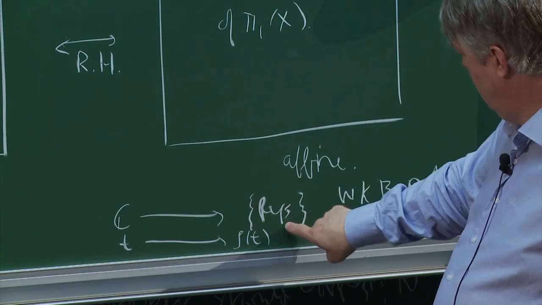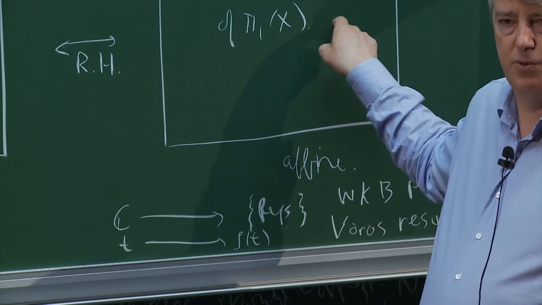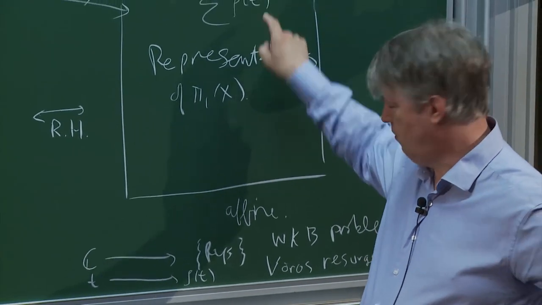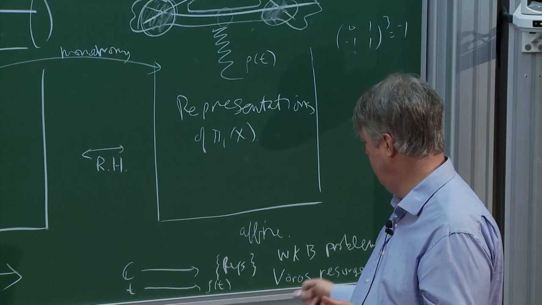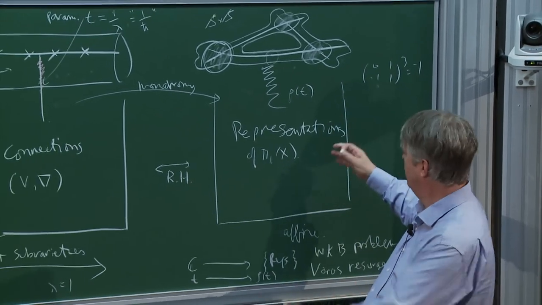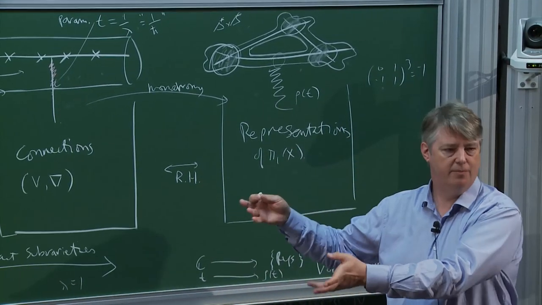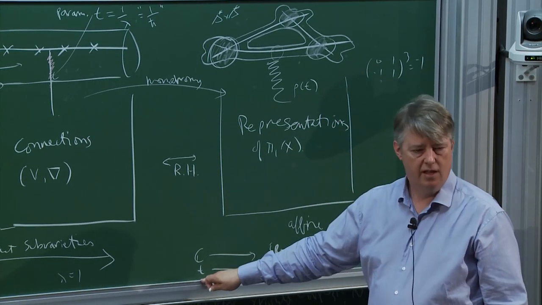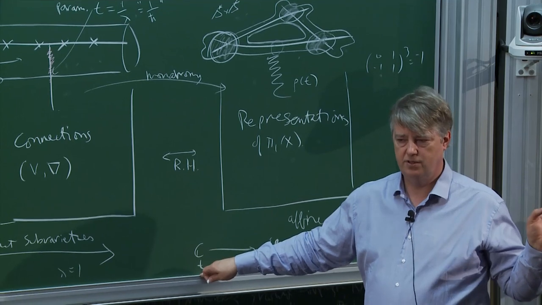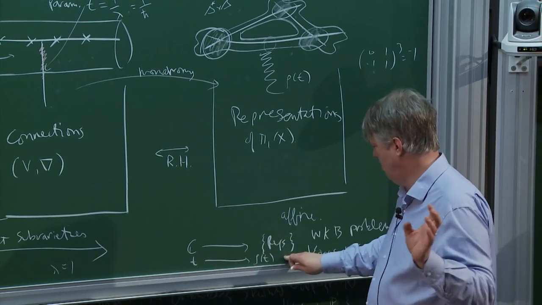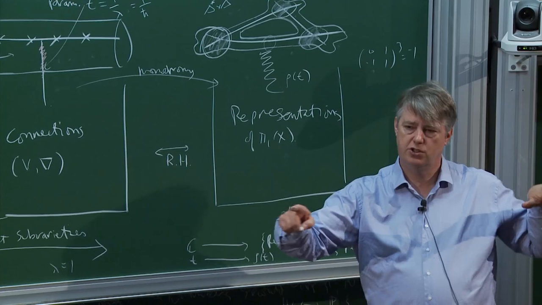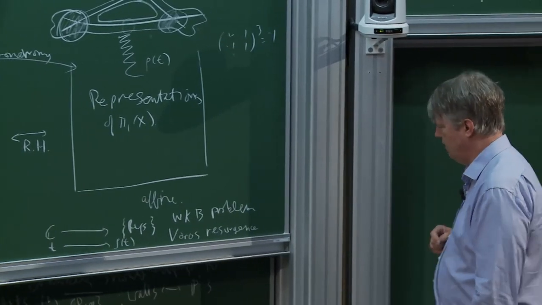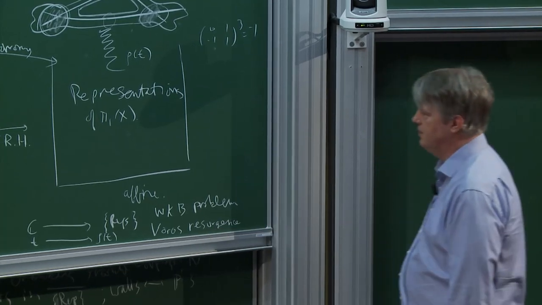Here, even though we don't really know the equations, we can write down some coordinates, the Procesi coordinates, which are just the traces of the representation applied to some group element. This is an affine variety, so we can embed it by some coordinates. If we look at those coordinates as functions of t, then we can take the Laplace transform of those functions of t. The Laplace transform has a very nice analytic continuation property, and that's Voros resurgence, basically.